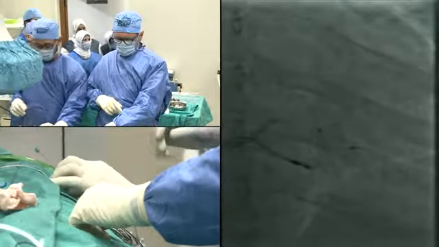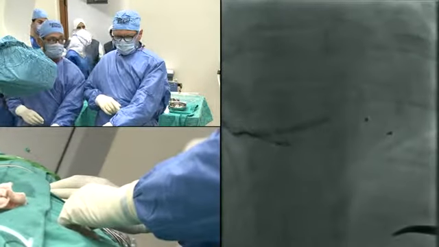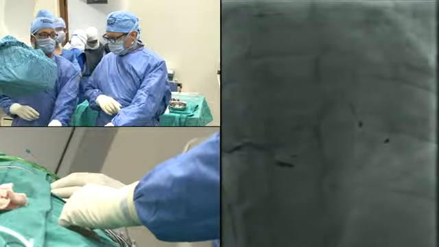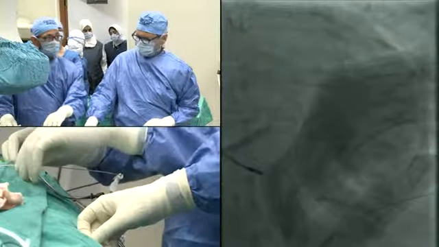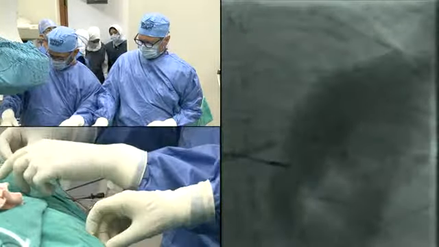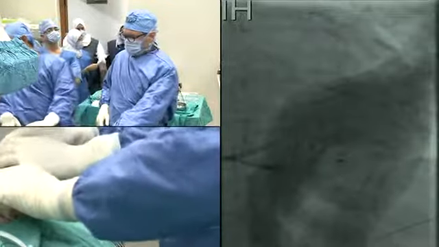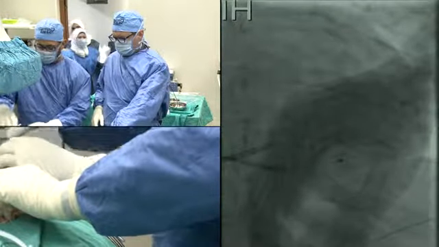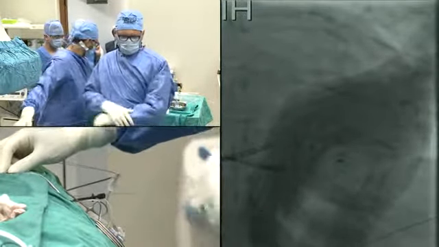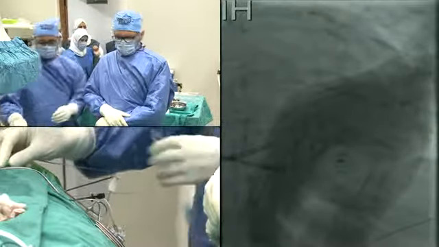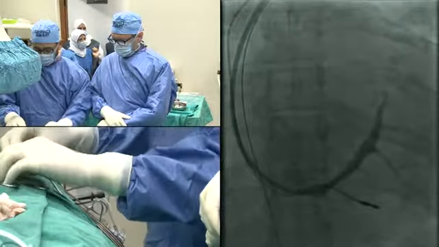LAO. Looks good. EV. Yeah, looks nice. It is a 6 French lead. Yes, a BT2 light support wire. So here, the wire is retracted to do testing of the lead.